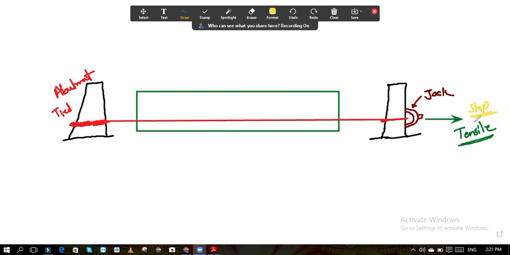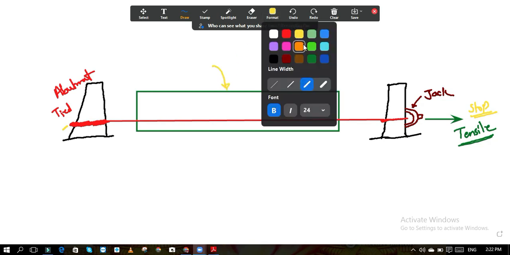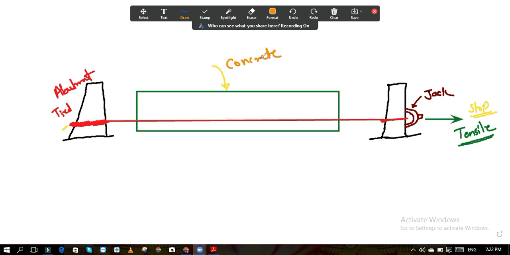We will stop exerting this force, meaning we will remove this jack assembly. After removing this, the tendon on this side, just like we tied the other side, we will tie up after removing the jack, with the abutment. So after removing the jack and once we have tied up the second end also with the abutment, after this we will pour the concrete into the beam.